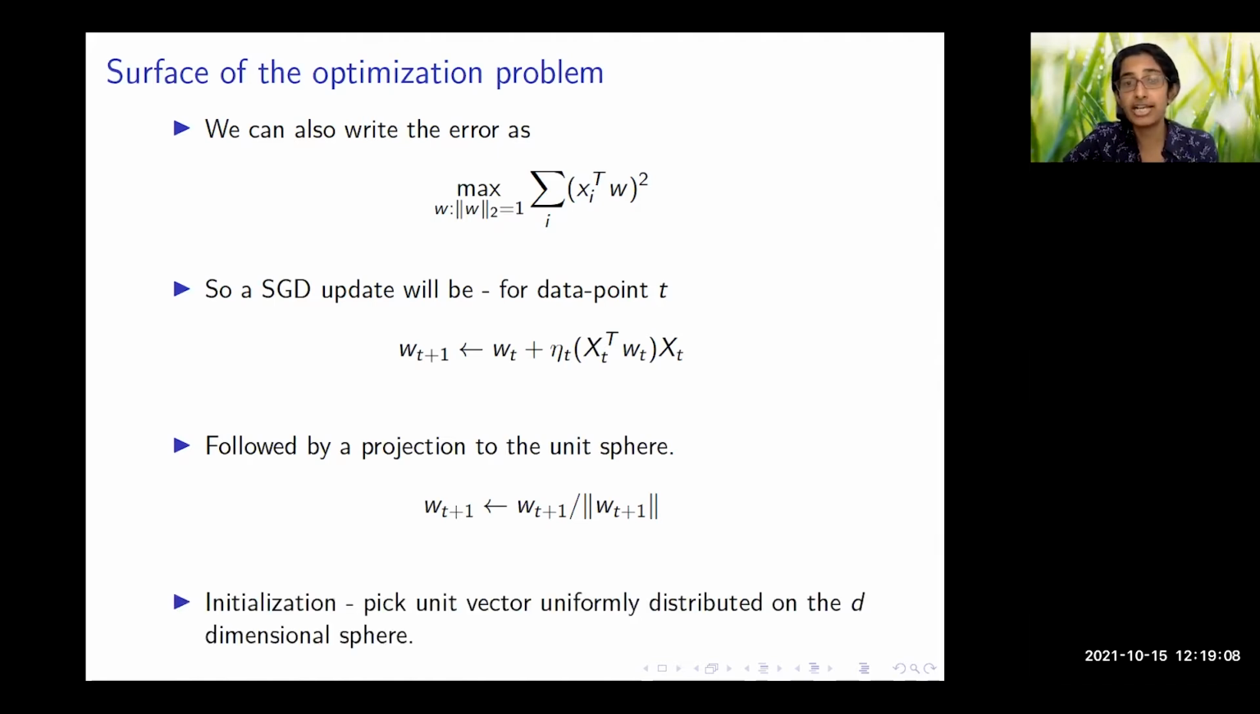How do you do initialization? Just pick a unit vector uniformly on the d-dimensional sphere. And the way to do that is just generate a d-dimensional normal zero, identity vector and normalize it.